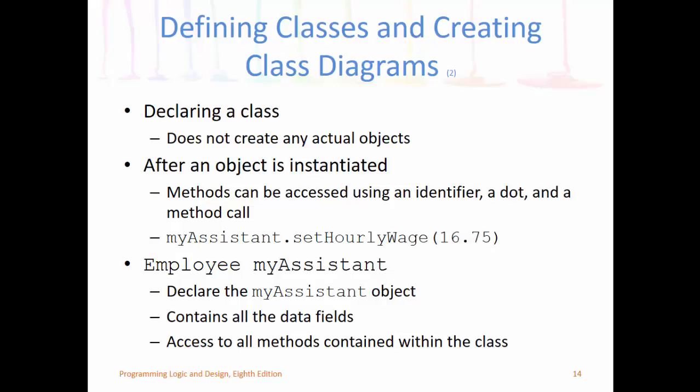And this is an example of what is probably an employee class. Keep in mind that this is basically an example of pseudocode for instantiating an employee object named my assistant. Depending on which programming language you use, the syntax will be very different. But by instantiating this my assistant instance of an employee class, the my assistant contains all the data fields of the employee class, and it has access to all the methods within the class.